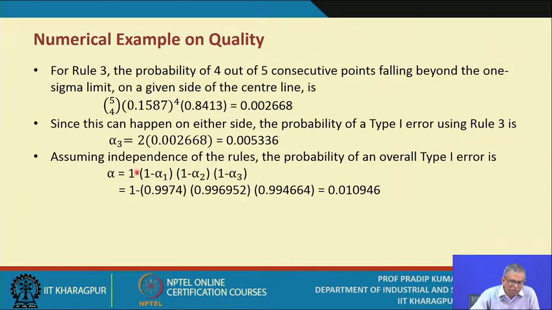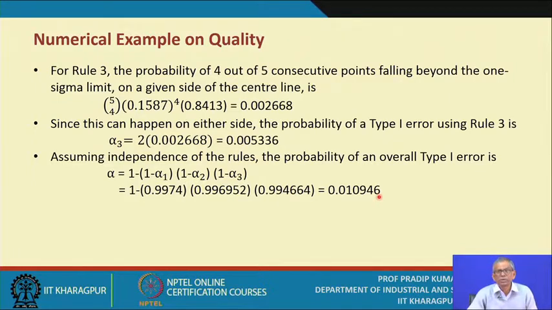And then what is the probability that there will be error? Obviously 1 minus the probability of not making an error, which gives the probability of making an overall type 1 error. So that's why the product terms are used. All these individual probabilities are multiplied. So this is the overall probability.